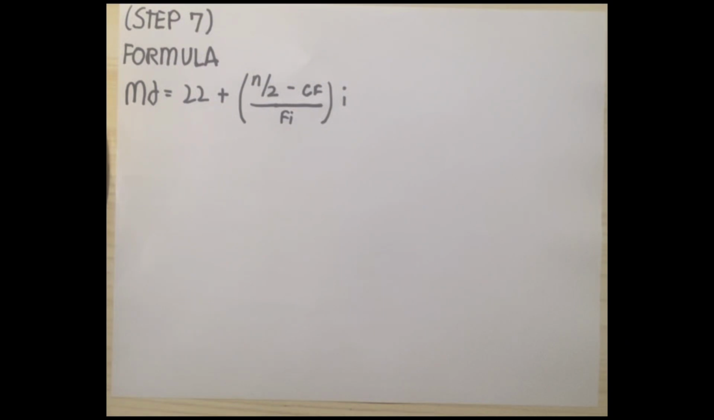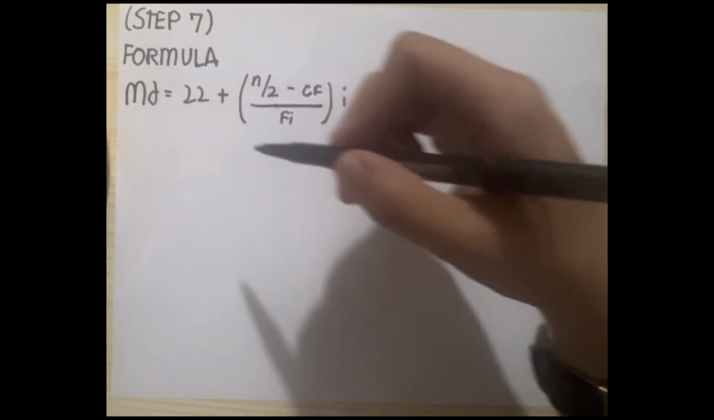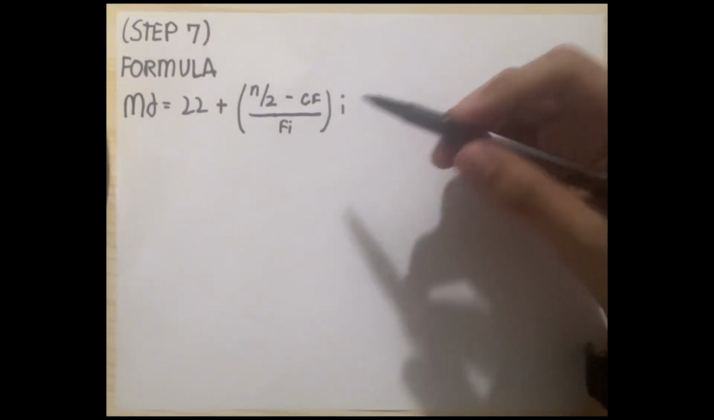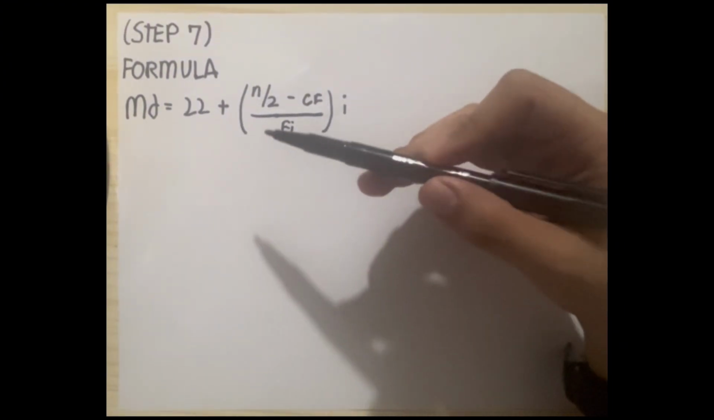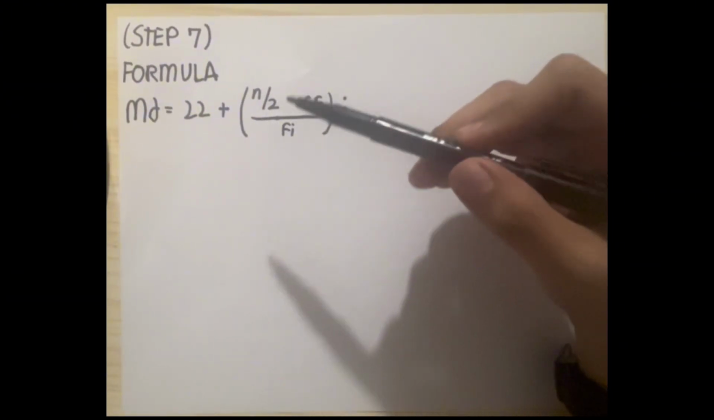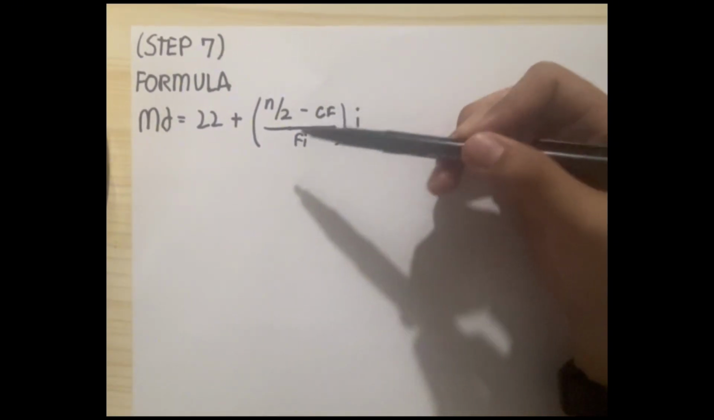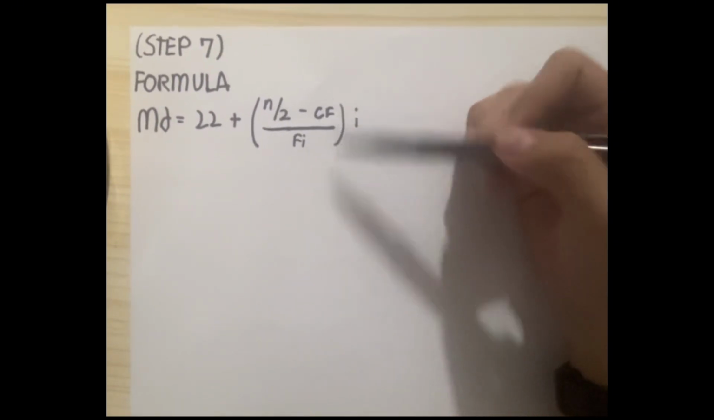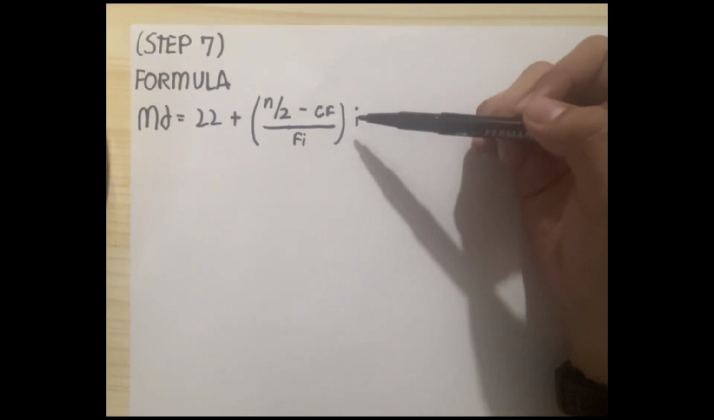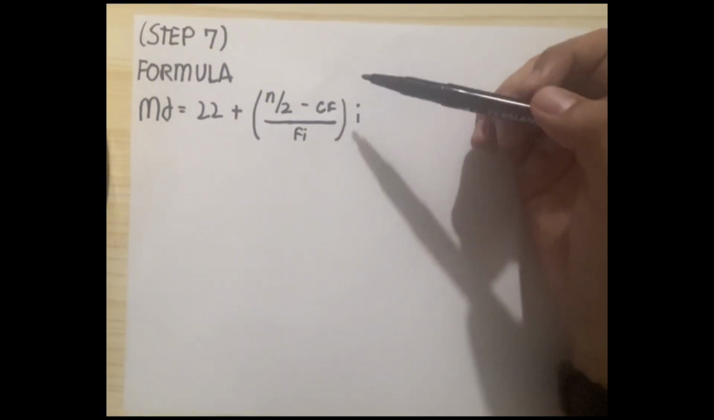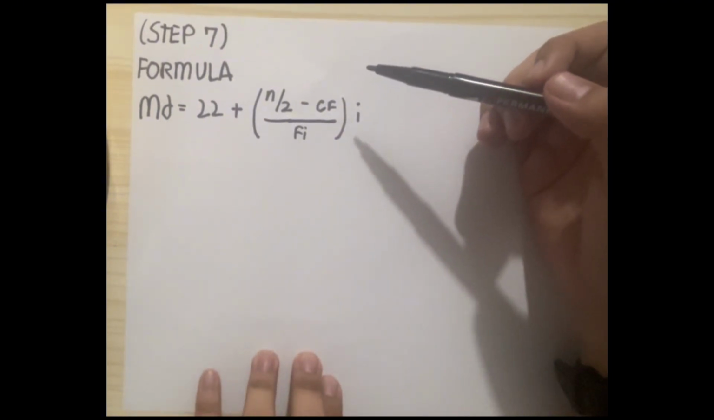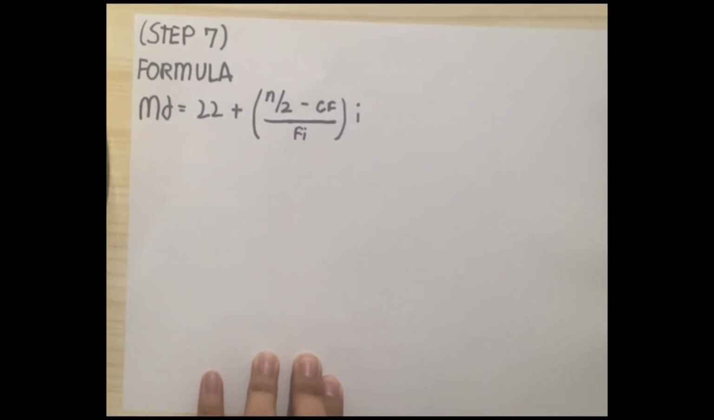Now for our final step in the manual computation for group median, this is the formula that we will be using. Median is equals to lower limit plus parenthesis n divided by 2 minus cumulative frequency over frequency parenthesis multiplied to the interval. Let us substitute the data in order to derive the computation or the exact value of the group median.